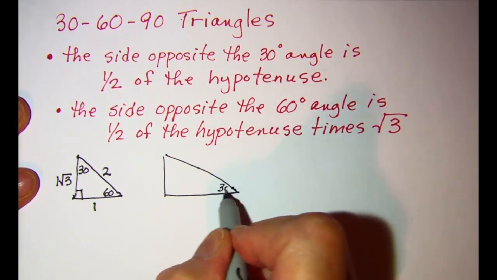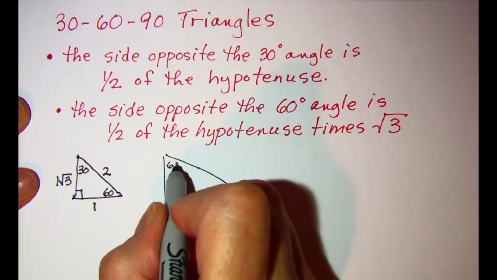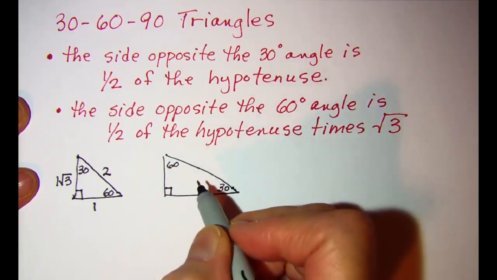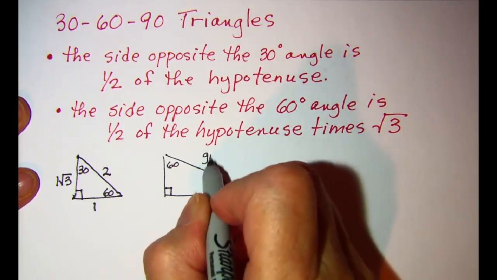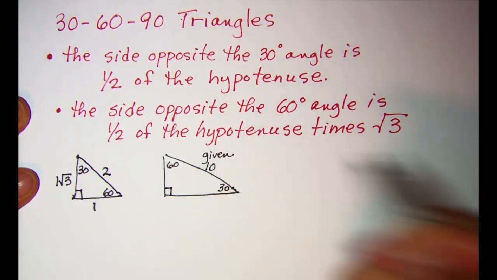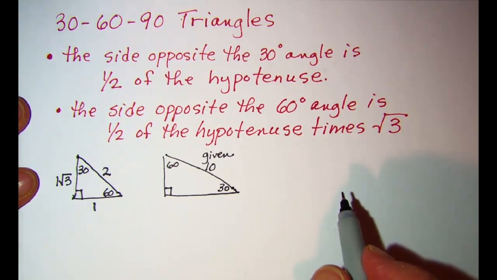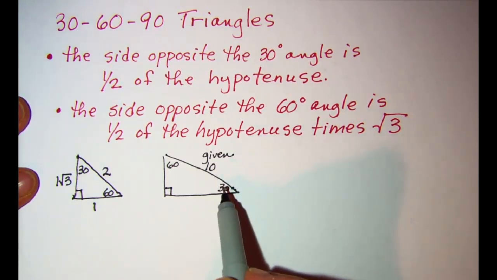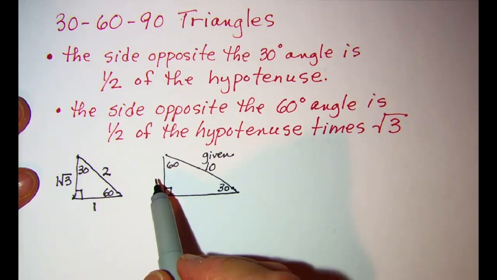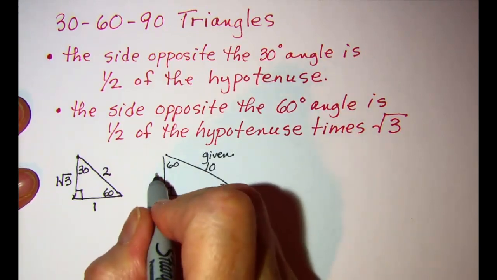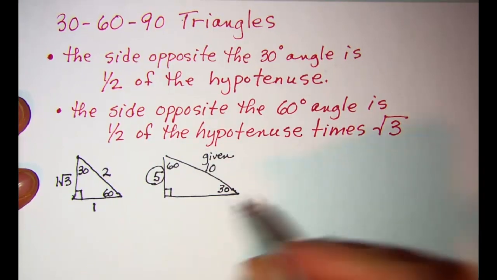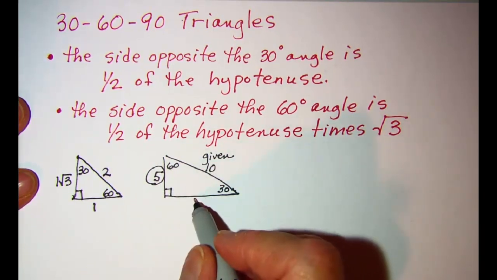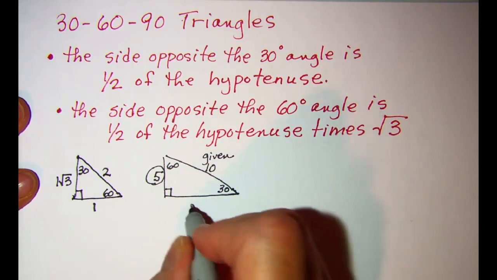Let's say this is my 30 and this is my 60. And I'm given that my hypotenuse is 10. And I'm asked to find the other two sides. Well, the side opposite the 30 is always half the hypotenuse. And the side opposite the 60 is always half the hypotenuse times the square root of 3.